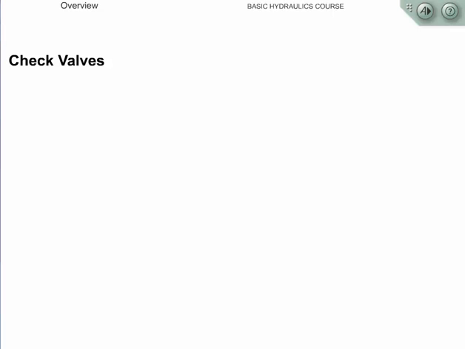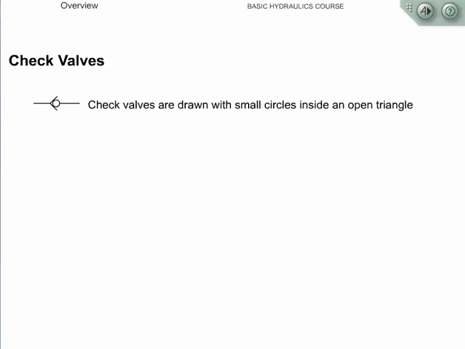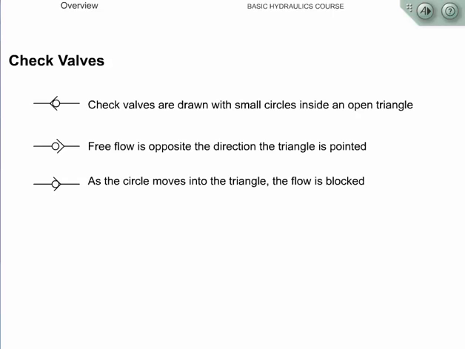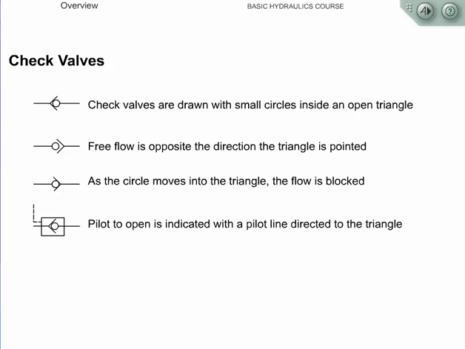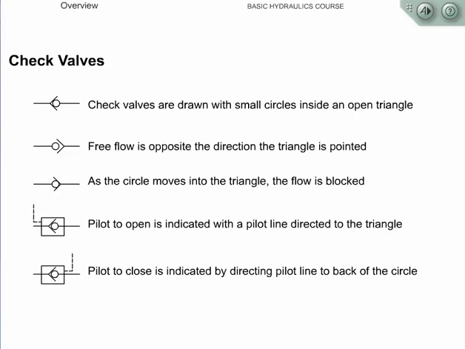Check valves. Check valve symbols are drawn with a small circle inside an open triangle. Free flow is opposite the direction the triangle is pointed. As the circle moves into the triangle, the flow is blocked or checked. Check valves may be piloted to open or to close. Pilot to open is indicated with a pilot line directed to the triangle shown to push the circle away from the seal. Pilot to close is indicated by directing the pilot line to the back of the circle or into the seat.